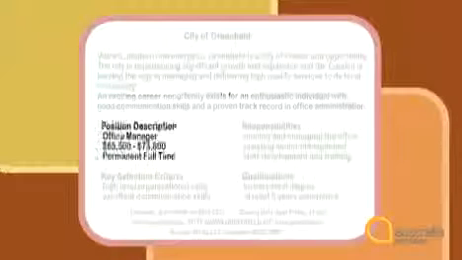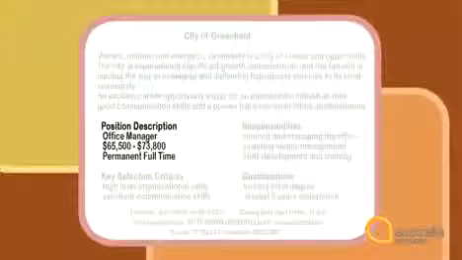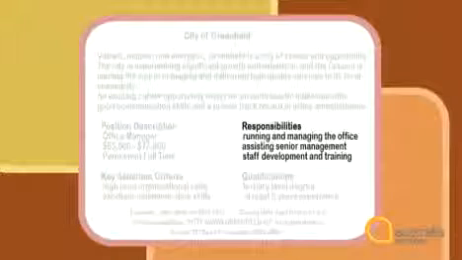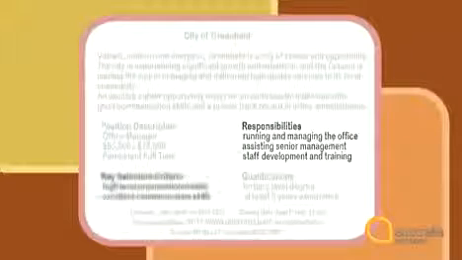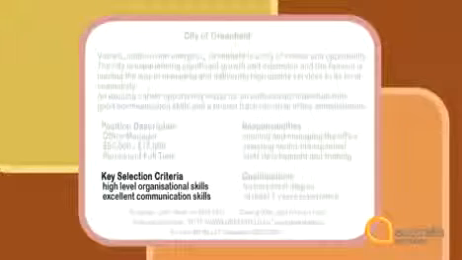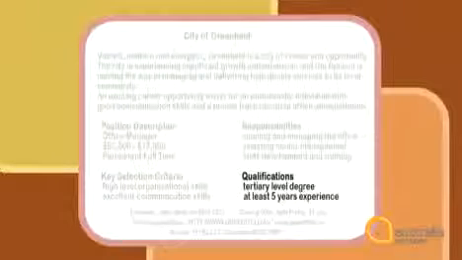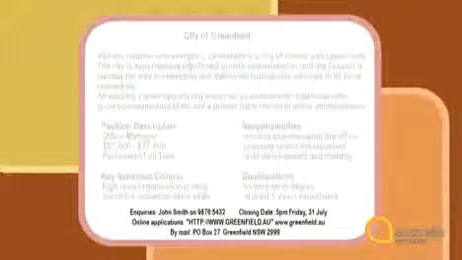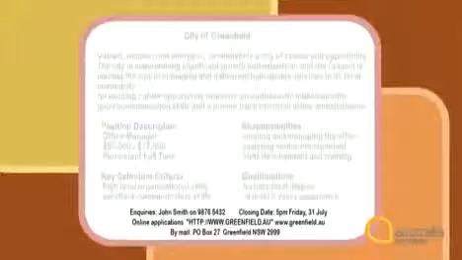administration. Position description tells you exactly what the job is, the title, salary, and if it is full-time or part-time. Under responsibilities are listed the things you would need to do or the duties you would have to perform. Key selection criteria covers the skills that the employer considers necessary for the job, and qualifications are, of course, your experience and education. The final section of the ad has all the information needed by anyone who wants to apply.